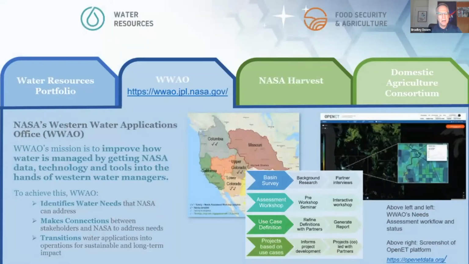Our Western Water Applications Office went to all the basins, working directly at the basin level. And then we fund projects within that basin directly to the stakeholders. It may be the Texas Water Authority, it may be a contractor. So things that they're working on right now in the basin, we start working with them, start getting them to use Earth observations. And obviously they have a lot of work to do. And they also help transition our irrigation management tool, OpenET.